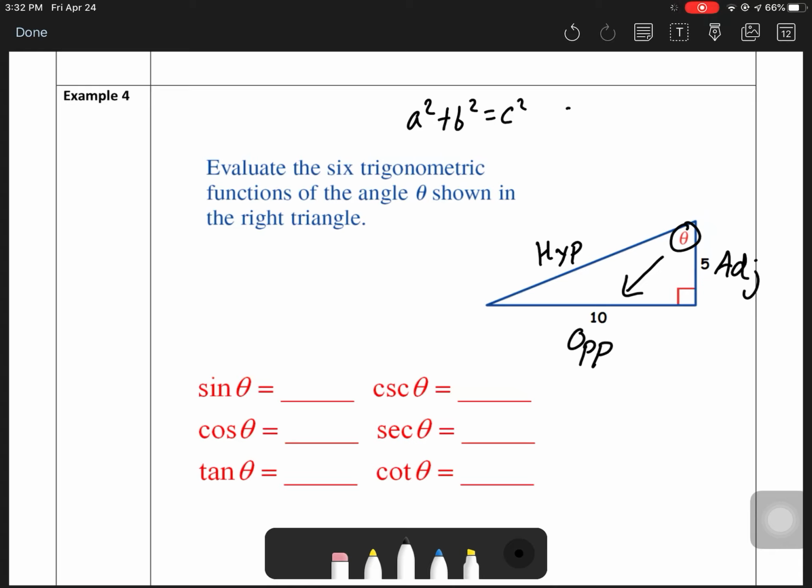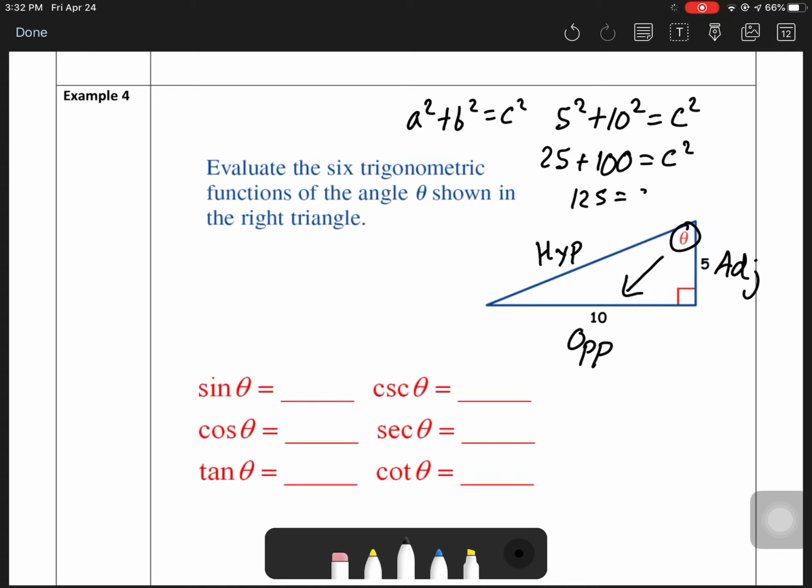A squared is going to be 5 squared, b squared is going to be 10 squared, and a and b can interchange, it doesn't matter. But c is what we're missing, so c squared. So 5 squared gives us 25. 10 squared is going to give us 100. Don't know what c squared is yet.